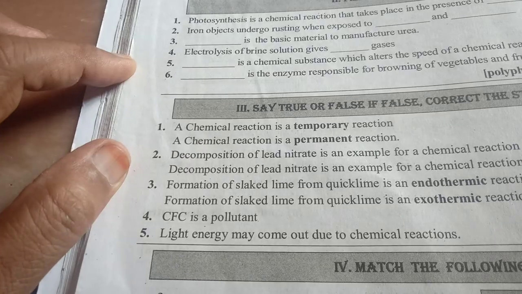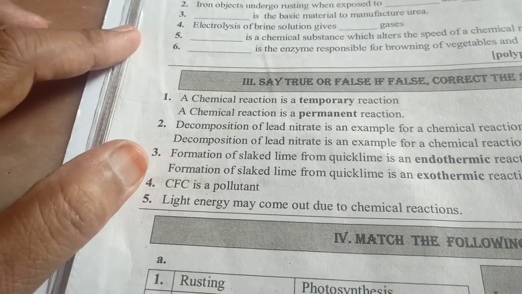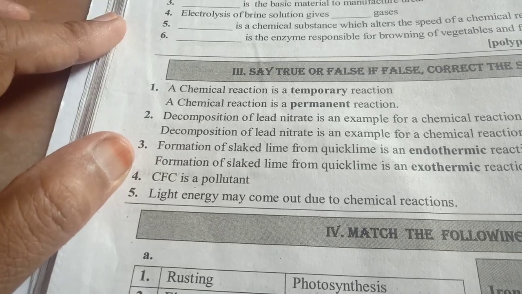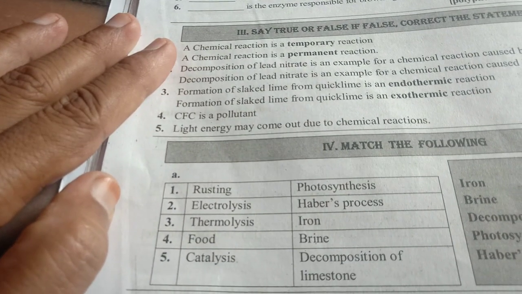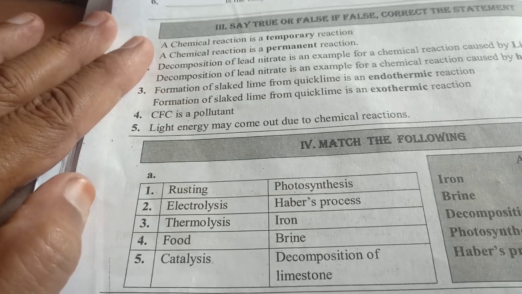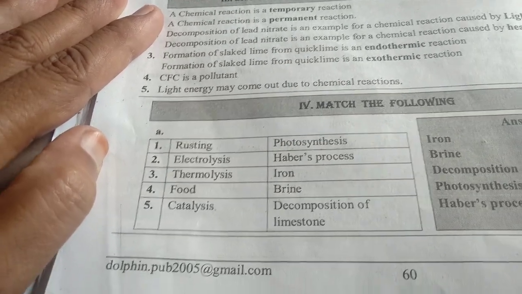CFC is a pollutant. Yes, it is useful for all competitive exams. Chlorofluorocarbon is a pollutant. Light energy may come out of a chemical reaction. True. Yes. Next, match the following: rusting, iron, electrolysis, brine, thermolysis, decomposition, food, photosynthesis, catalyst, Haber process.